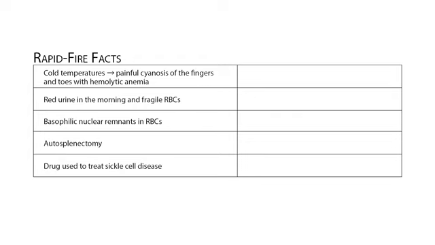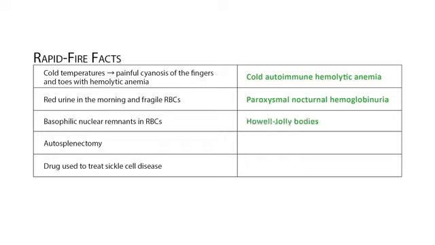And then we have some rapid-fire facts. So cold temperatures lead to painful cyanosis of the fingers and toes with hemolytic anemia. That should make you think about cold autoimmune hemolytic anemia. Red urine in the morning and fragile red cells, that's paroxysmal nocturnal hemoglobinuria. Basophilic nuclear remnants in red cells. These are the Howell-Jolly bodies that you see in a patient without a functioning spleen.